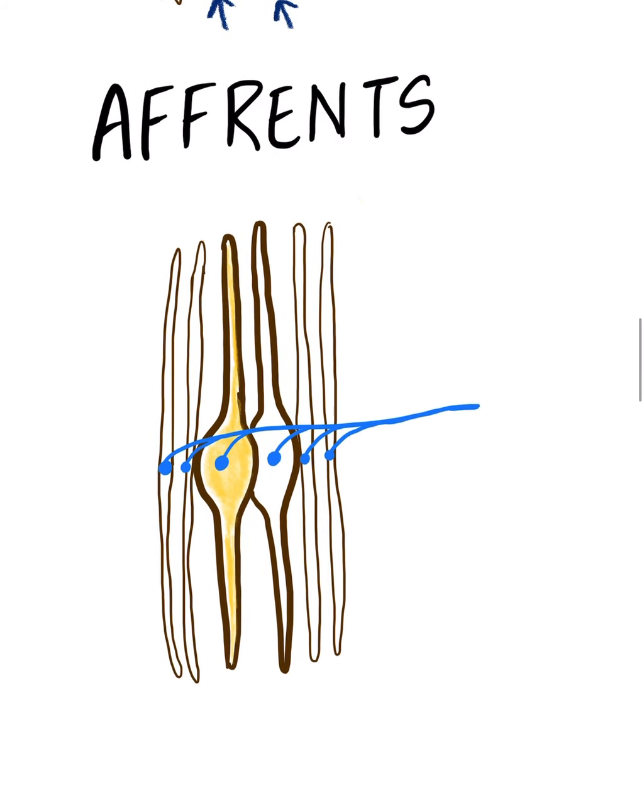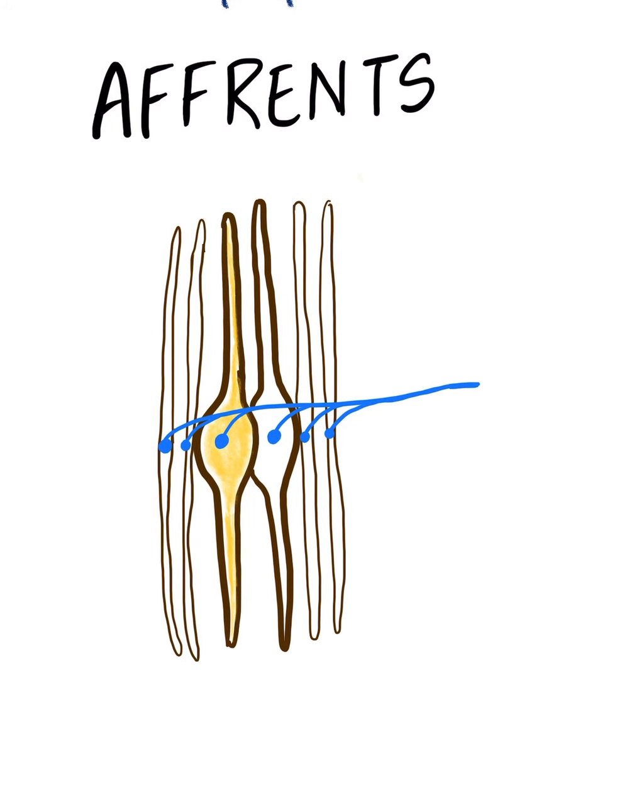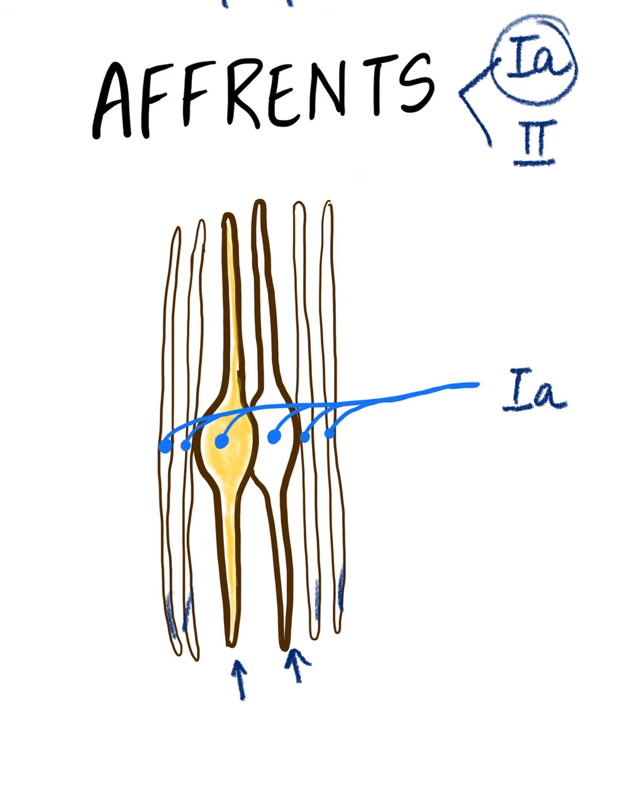Let's see the afferents. Afferents are the fibers that take the sensory information of proprioception to the CNS, and these afferents are of two types: the 1A fibers and the 2 fibers. The 1A fibers, as shown in this diagram, innervate all the fibers: the dynamic nuclear bag fibers, the static nuclear bag fibers, the nuclear chain fibers, all. This was about the 1A.